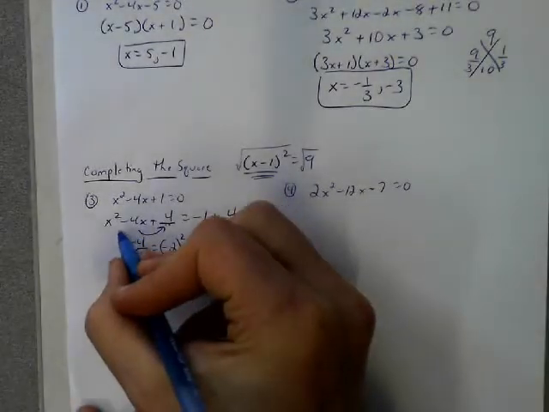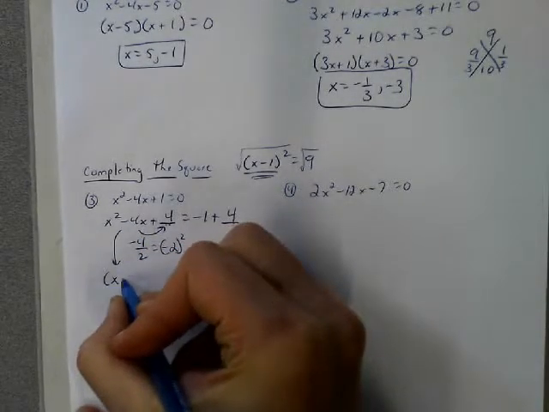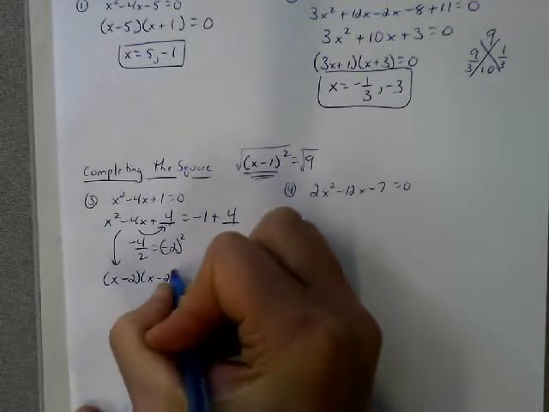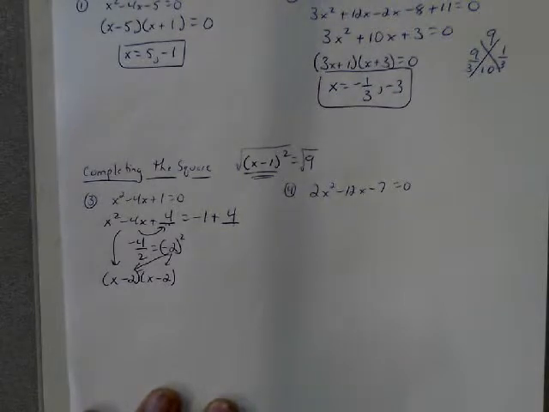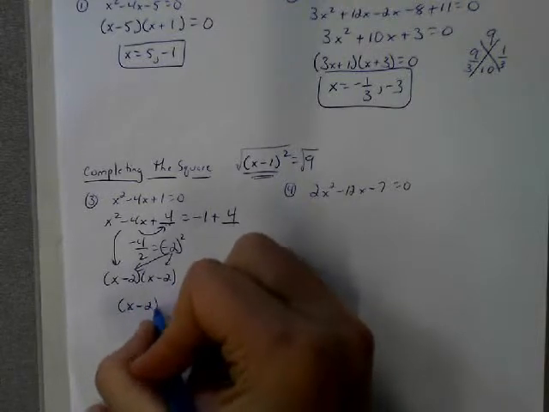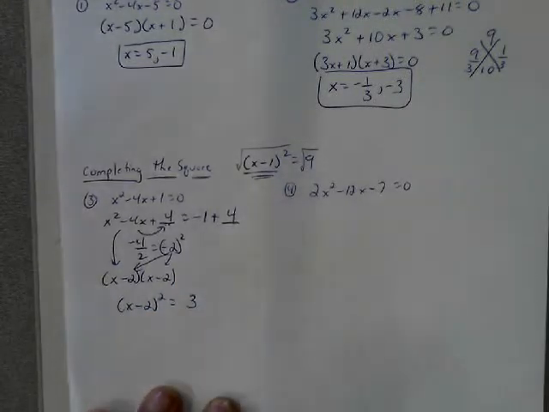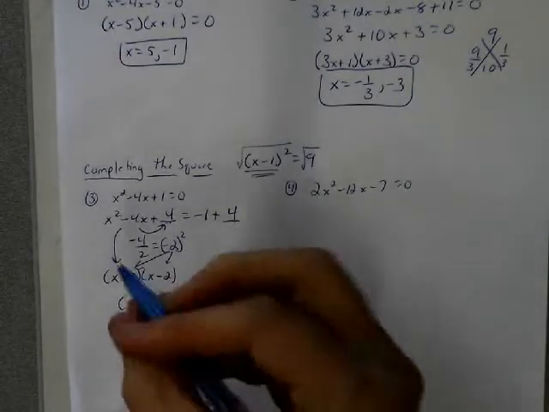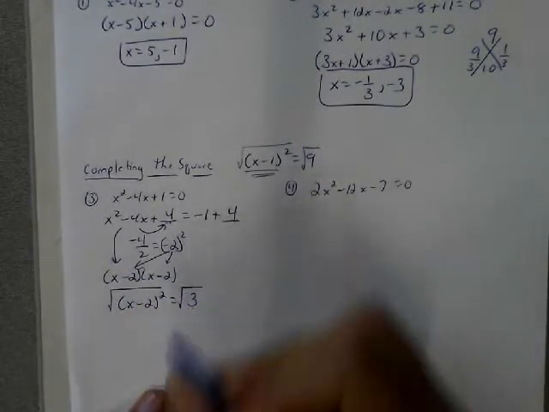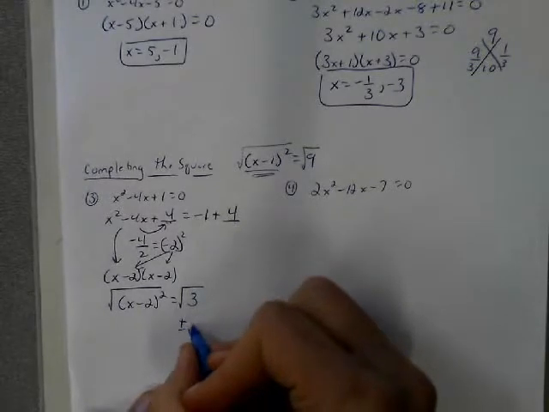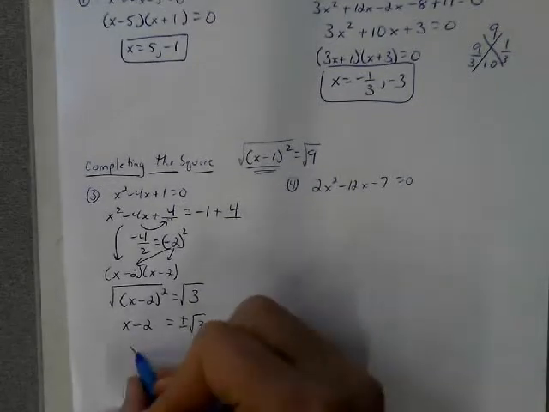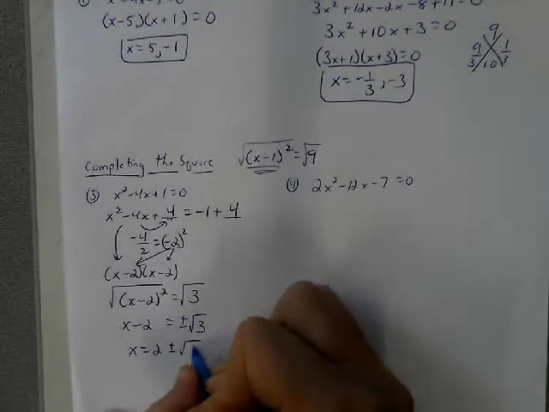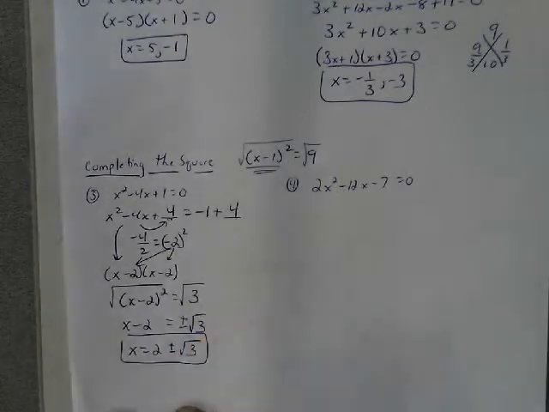So now I can factor this into x minus 2 times x minus 2. Notice these numbers match. That should always happen no matter how filthy a problem becomes. So we get x minus 2 squared is equal to 3. We can then square root. Remember, when we square root a square, we end up with a plus or minus. And then we can add the 2 over to get our answer.